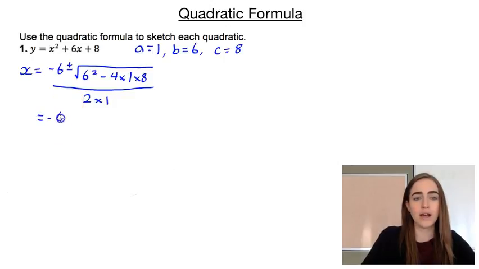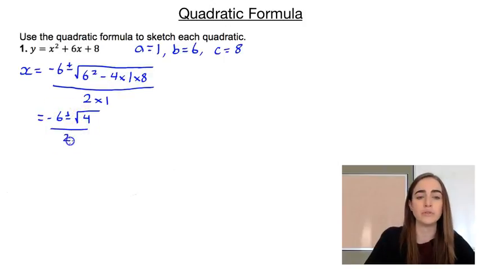That's going to give us minus 6 plus or minus. If we figure out this whole thing, 6 squared gives us 36, and 4 times 1 times 8 gives us 32. So 36 minus 32 gives us 4. So we've got minus 6 plus or minus the square root of 4, over 2. But the square root of 4 is 2, so we're going to have minus 6 plus or minus 2 over 2.